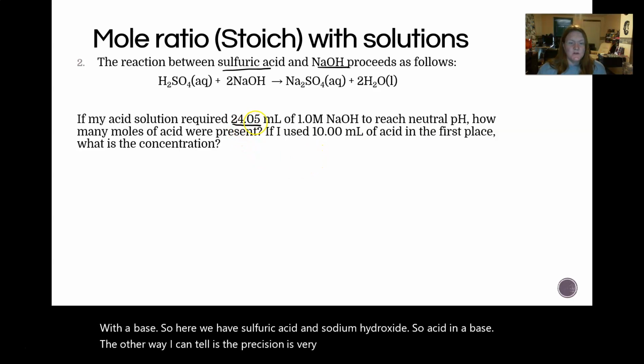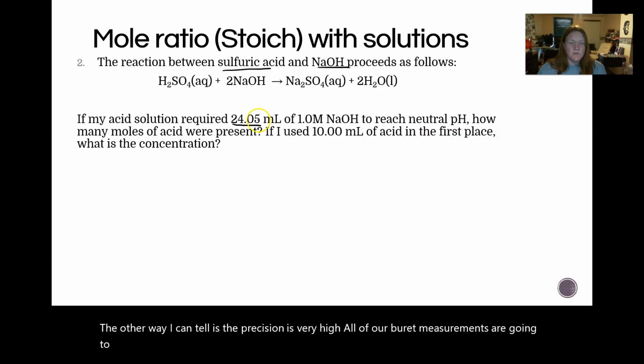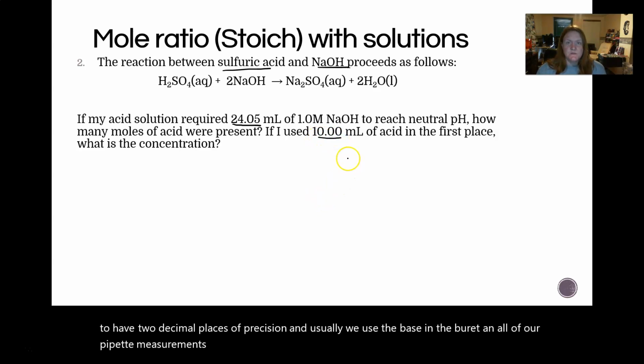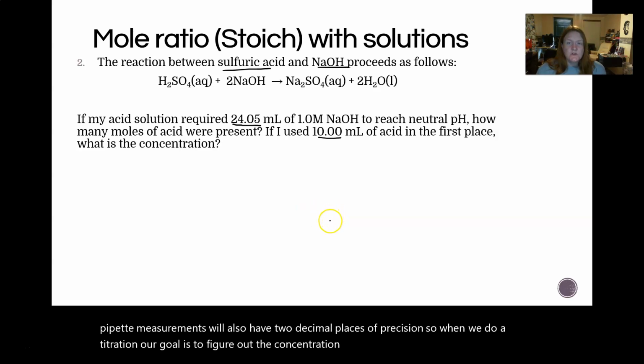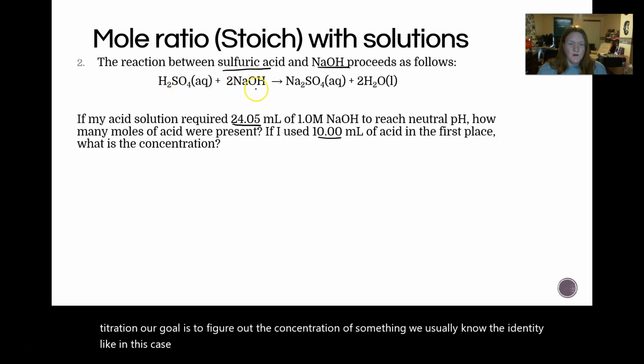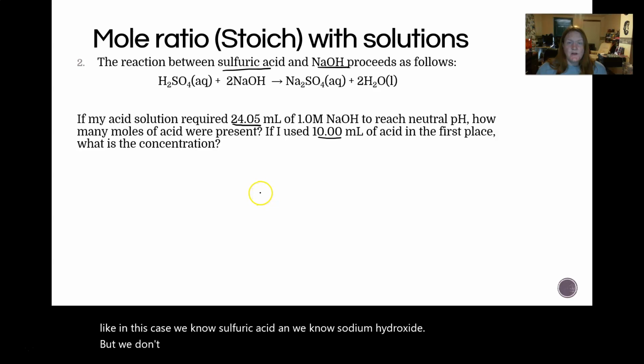All of our burette measurements are going to have 2 decimal places of precision, and usually we use the base in the burette. And all of our pipette measurements will also have 2 decimal places of precision. So when we do a titration, our goal is to figure out the concentration of something. We usually know the identity, like in this case, we know sulfuric acid and we know sodium hydroxide, but we don't know the concentration of the unknown.